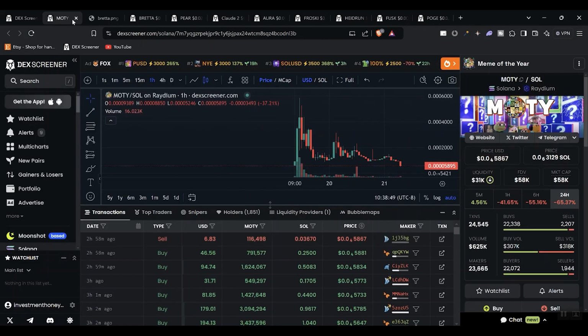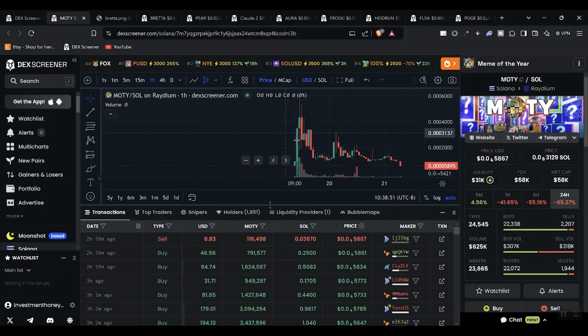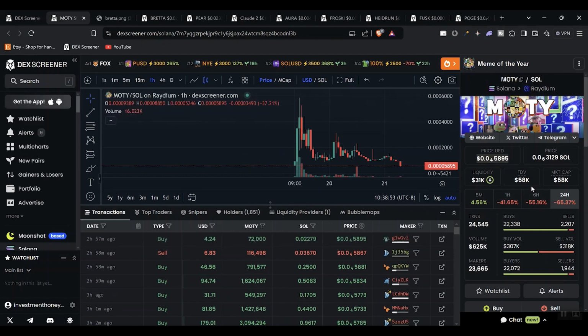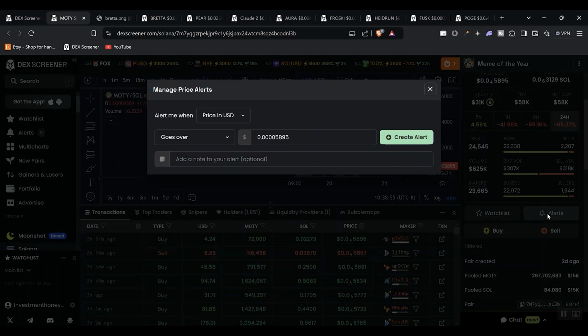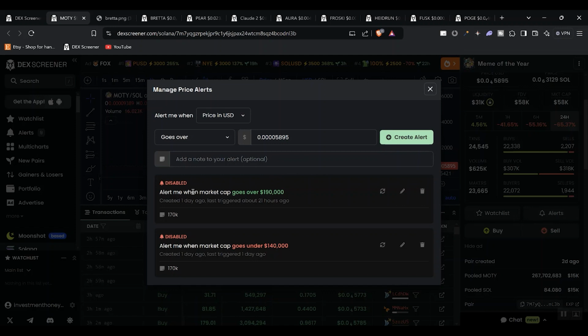And then we're looking at, I think this one we looked at yesterday. This was the meme of the year. Okay, so let's look at the alerts, and both of these are disabled. At one point it went under 140, at one point it went over 190, but now we're currently sitting at 58. I can't see what this tab is saying just because we've got so many open, so we'll just have to rely on what's going on over here.